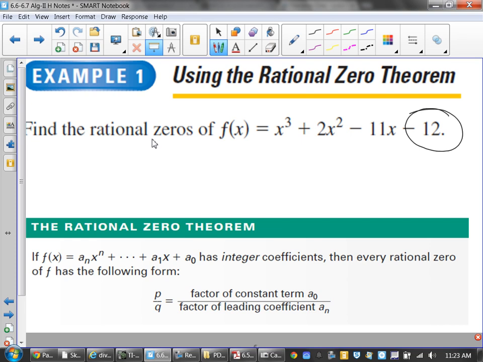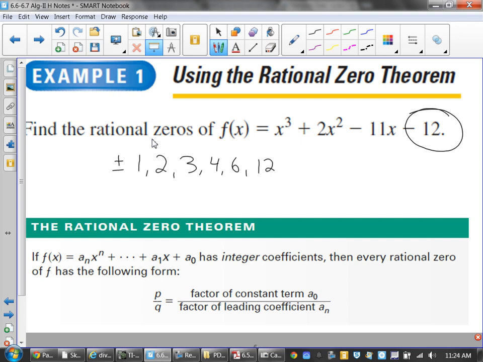1, 2, 3, 4, 6, 12. Now, the constant's negative 12, do you agree? So it could be positive 1 times negative 12, negative 1 times positive 12. So what I do here is I put plus or minus in there. I'm going to do the same thing if it was positive 12 as well, because it could be positive 1 times positive 12, negative 1 times negative 12. It could work either way. You okay with that? Yes.